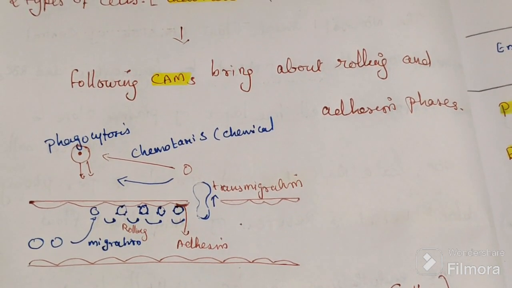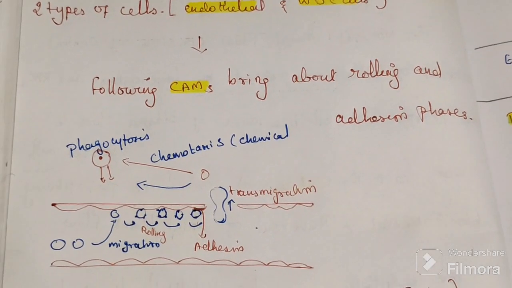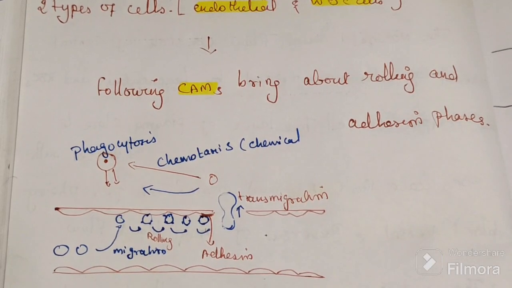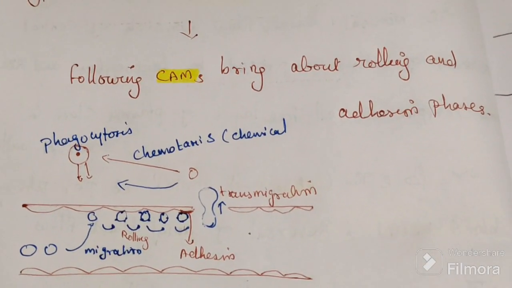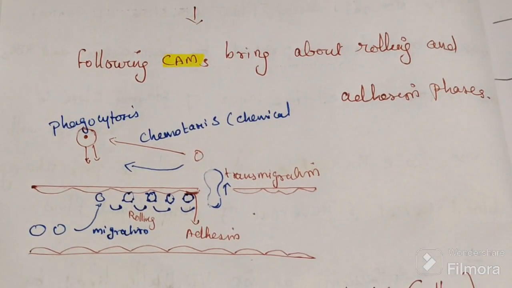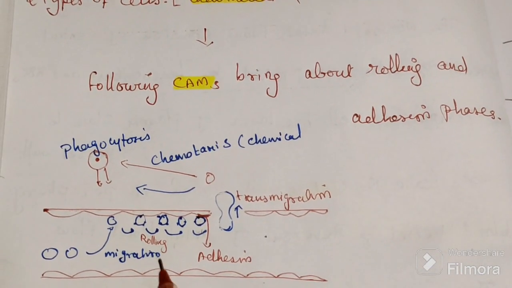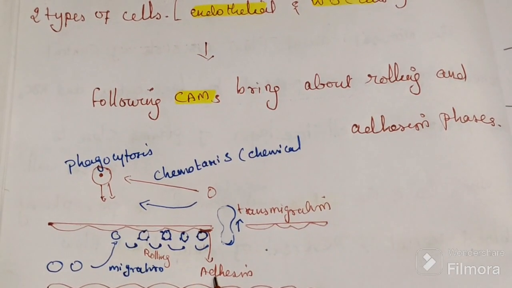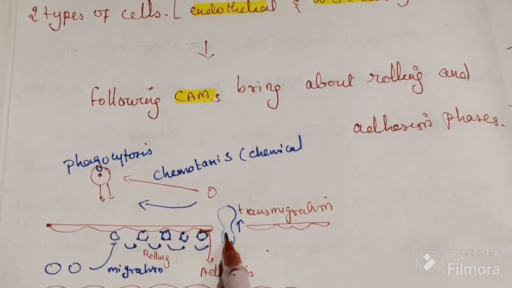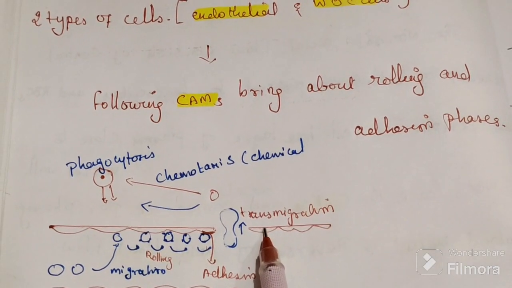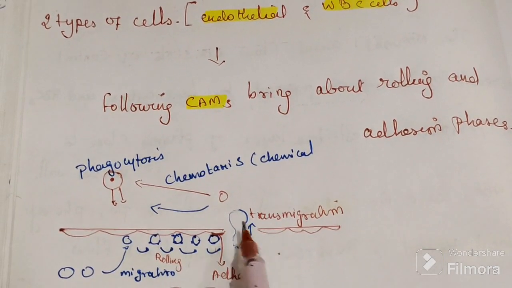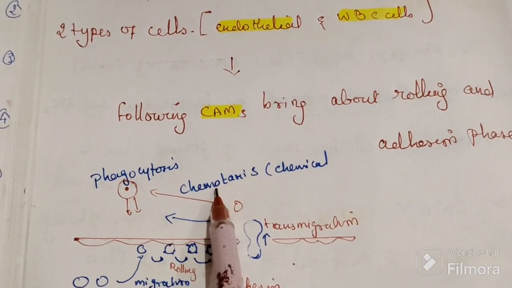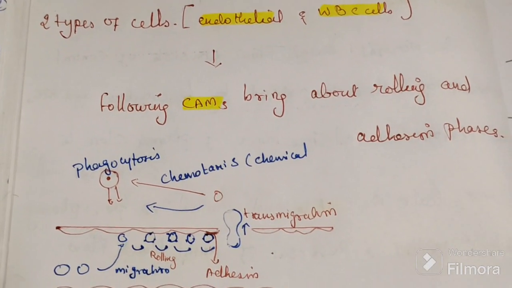WBC phagocytosing that bacterium. Enumerate those 6 steps. The WBC at the center comes to the periphery. That process is called margination. After rolling, just before the cap, that attachment is called adhesion. After that it will come out. That process is called transmigration. The WBC moves towards that bacterium. That is called chemotaxis. Lastly, the phagocytosis process.